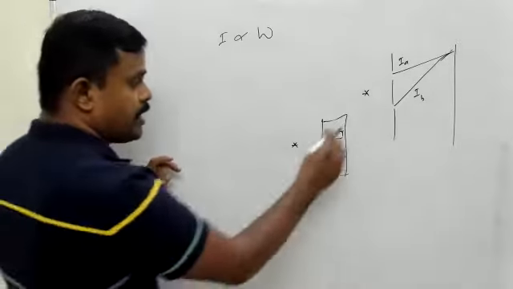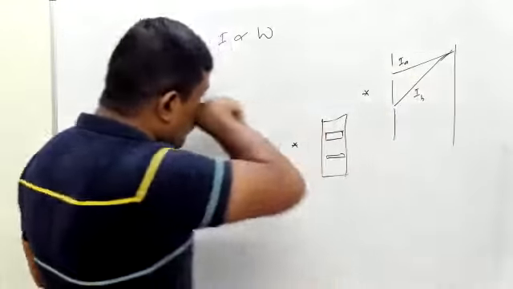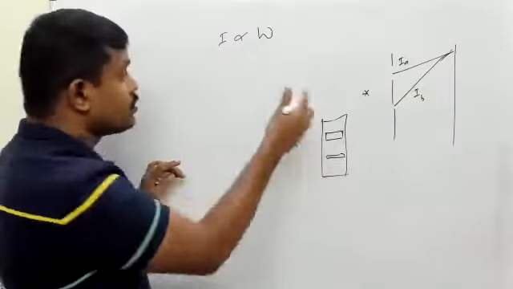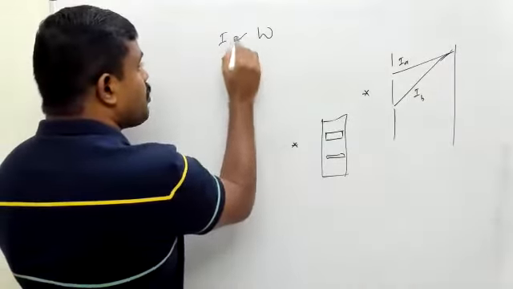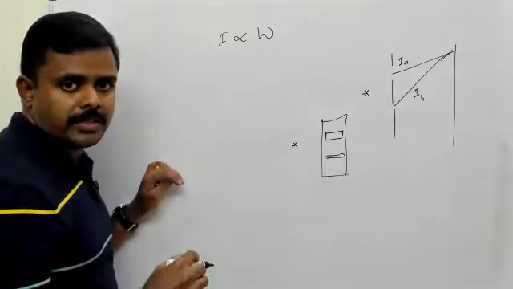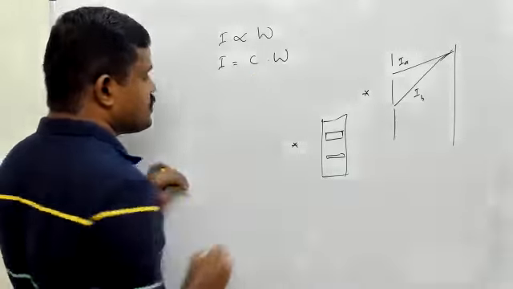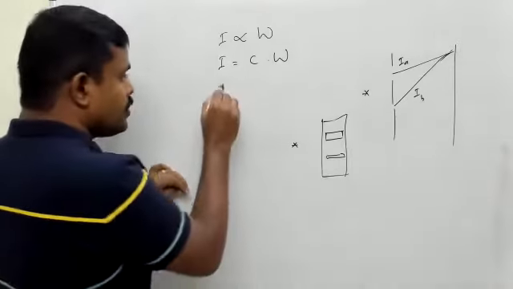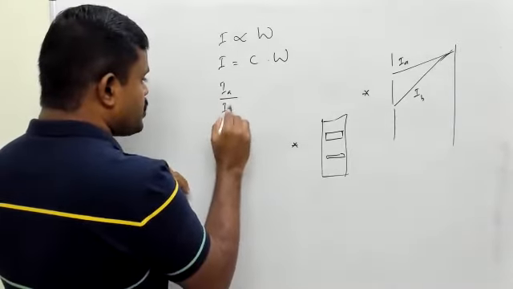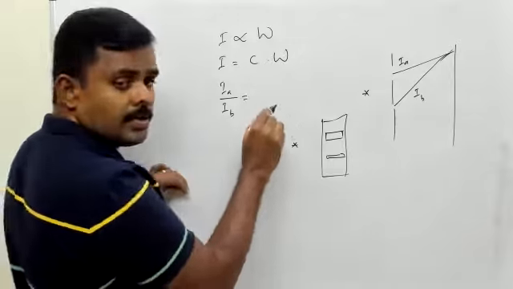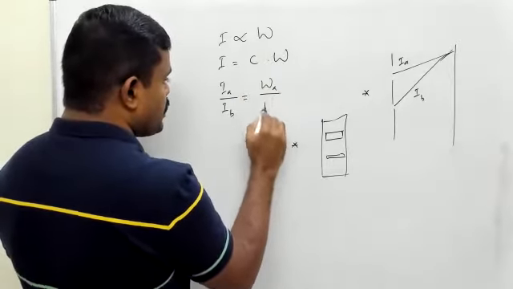When the slit width is more, when I open it more, more light will come out. So intensity is proportional to width. I can say intensity is equal to a constant into width. So intensity of A divided by intensity of B will be what? Width of A by width of B.